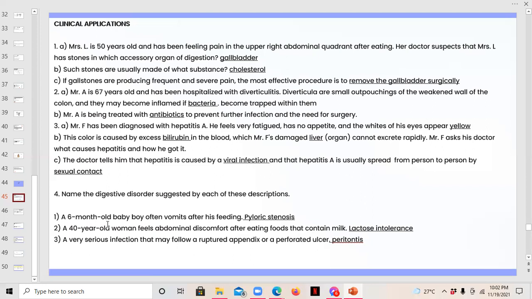Number 4. Name the digestive disorder suggested by each of these descriptions. Number 1. A 6 month old baby boy often vomits after feeding. Pyloric stenosis. Number 2, a 40-year-old woman feels abdominal discomfort after eating foods that contain milk. Our answer is lactose intolerance. Number 3, a very serious infection that may follow a ruptured appendix or a perforated ulcer. Our answer is peritonitis.